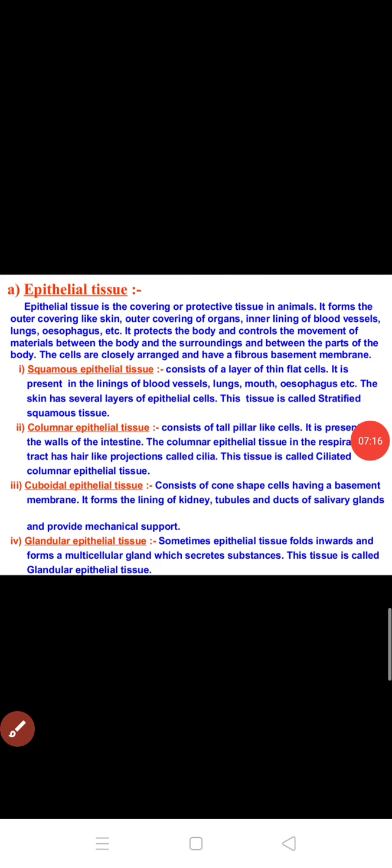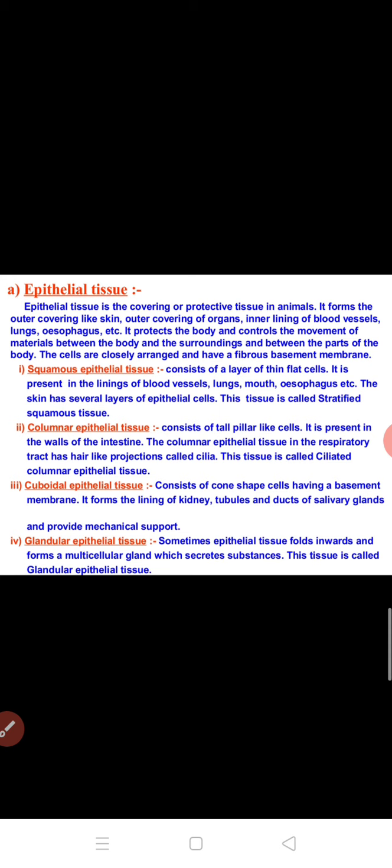Next type of epithelial tissues are columnar tissues. Columnar tissues consist of tall pillar-like cells. It is present in the walls of the intestine. The columnar epithelial tissue in the respiratory tract has hair-like projections called cilia. So this tissue is called ciliated columnar epithelial tissue.